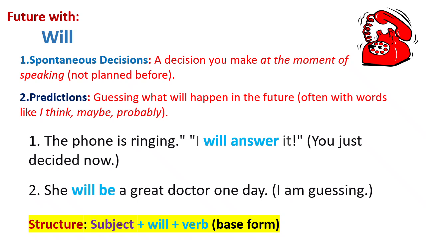Now in the case of this structure, what is the formula? We only use will plus the base verb, meaning the first form of the verb. So here we use two verbs. One is the helping verb will, and the second one is the main verb without ing, right? So this is the simple formula. Practice makes a man perfect. Please revise, you will easily understand.